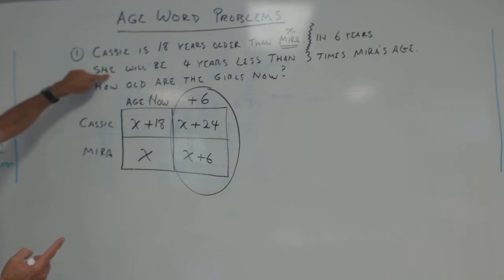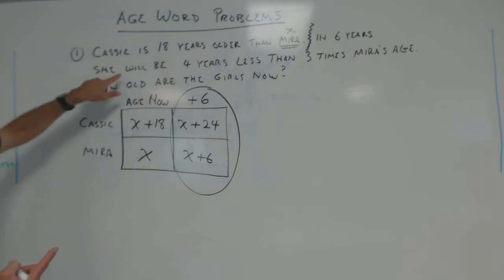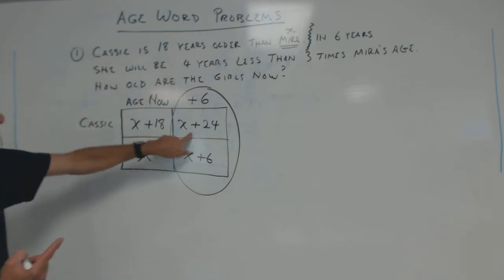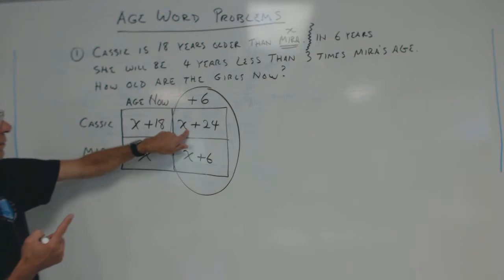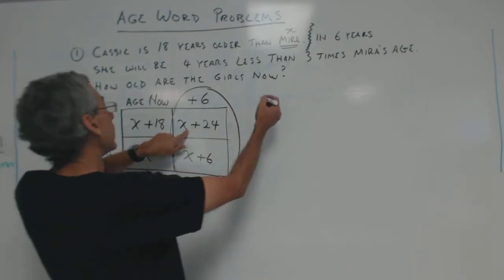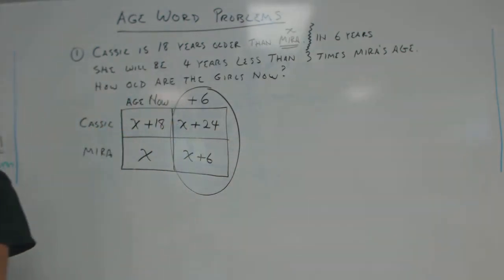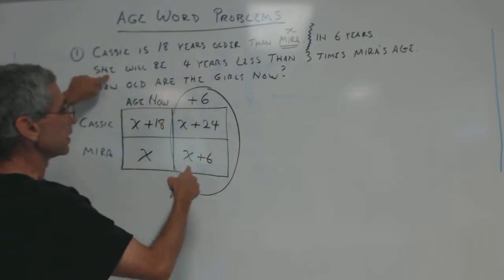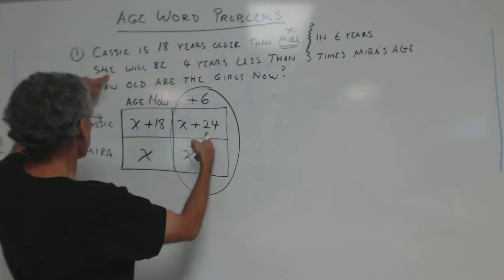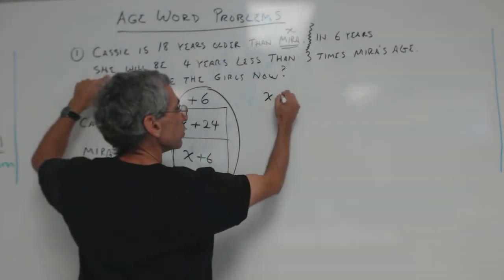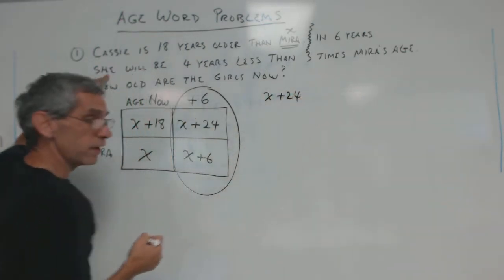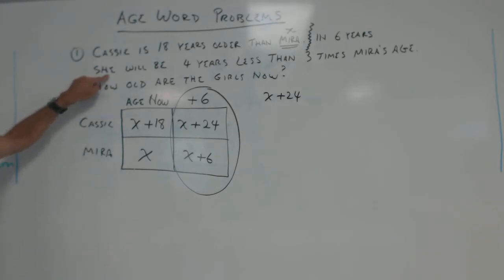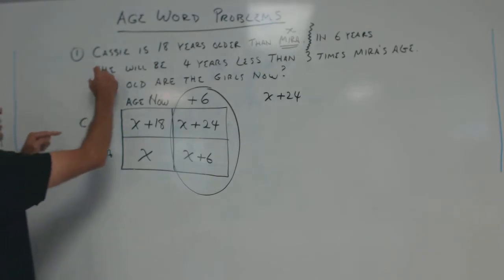In 6 years, she. Who's she? Cassie. Cassie, right? Because we're talking about Cassie. So in 6 years, she. So Cassie. In 6 years, what is Cassie? X plus 24. So I write that. So I'm going to use the finger method, okay? In 6 years, that means I'm using this column. She. She is x plus 24, right? X plus 24. Notice my finger has not moved.